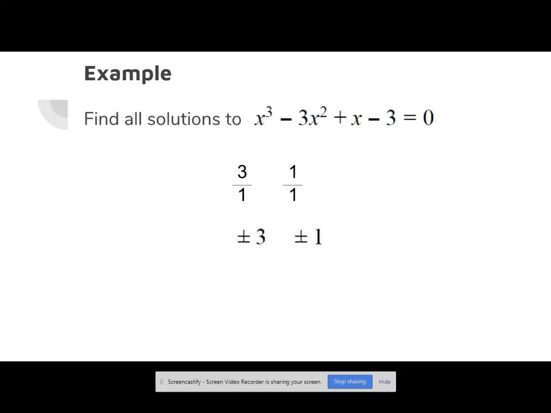So we've got plus or minus 3, plus or minus 1. Those are the only possible answers. There's only 4. This is a cubic equation, which means if we're going to find a rational solution, if there's going to be a solution that could be written as a fraction, it's going to be one of these 4.